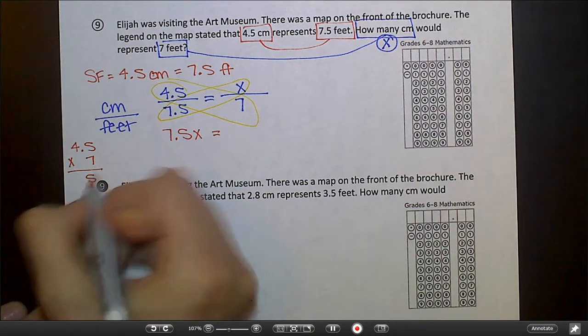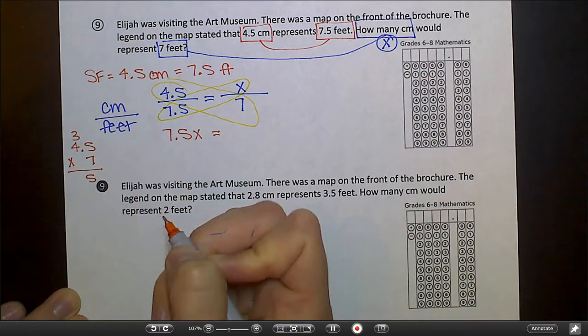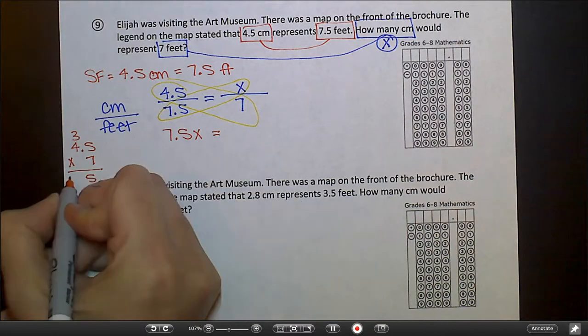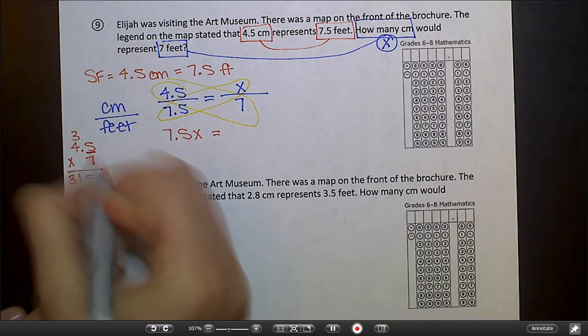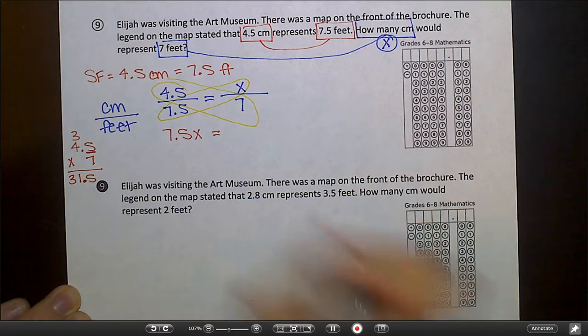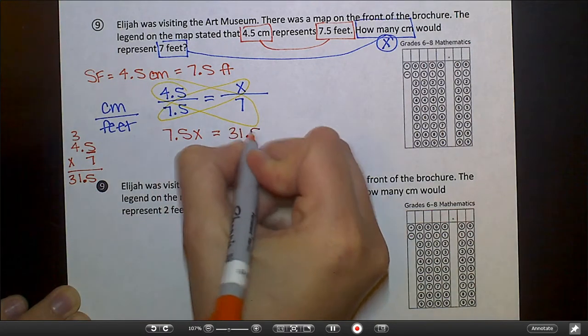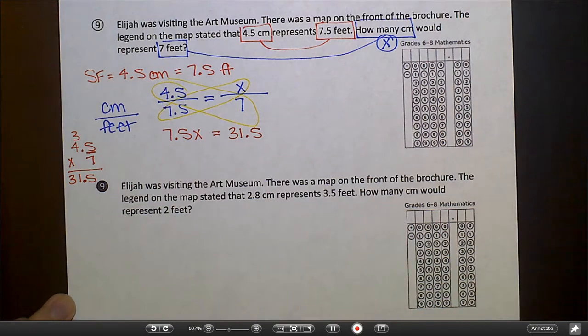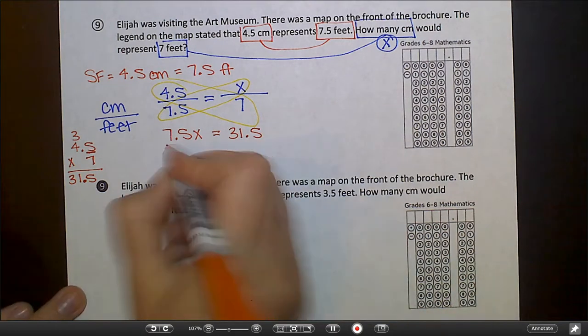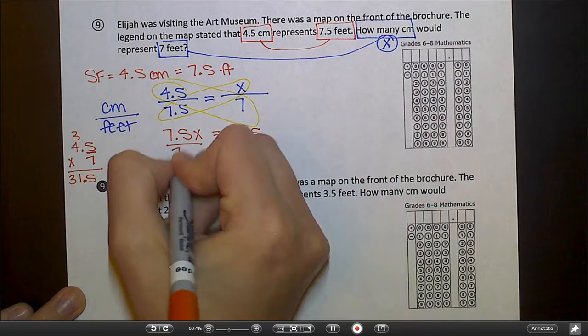That's 35. 7 times 4 is 28. Plus 3 is 31. And I need one digit after the decimal point. So 7.5x equals 31 1/2. Now we divide both sides by 7.5.